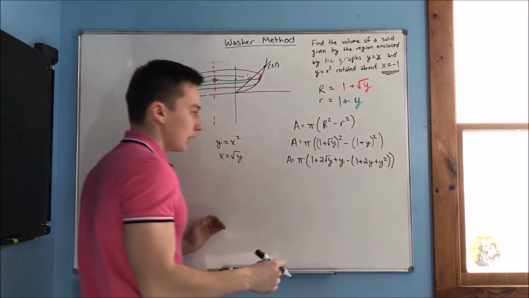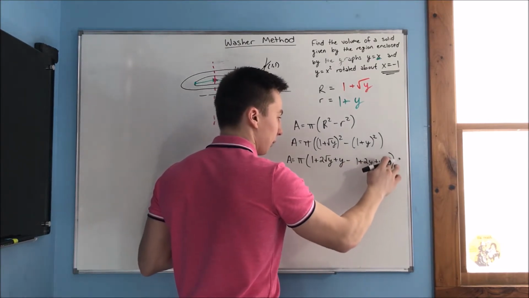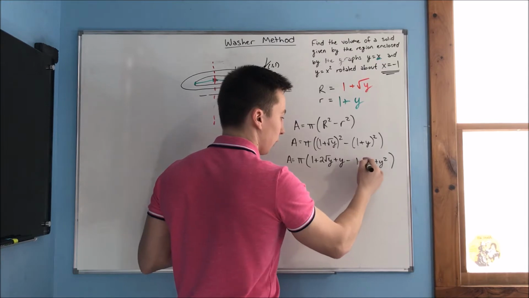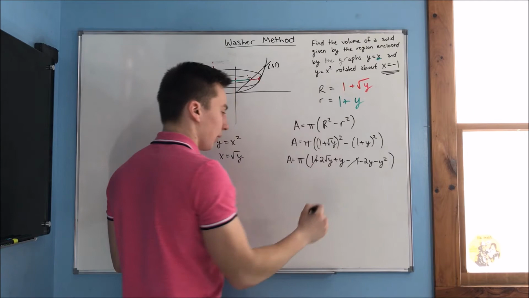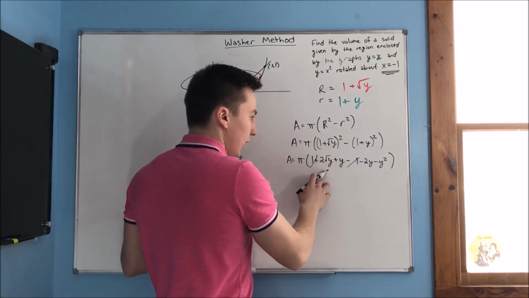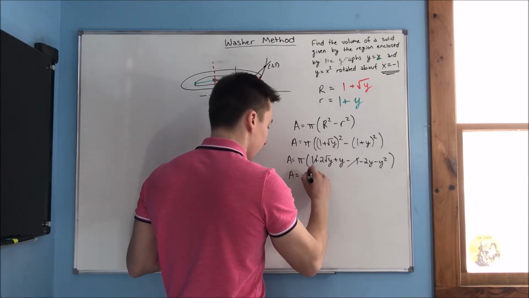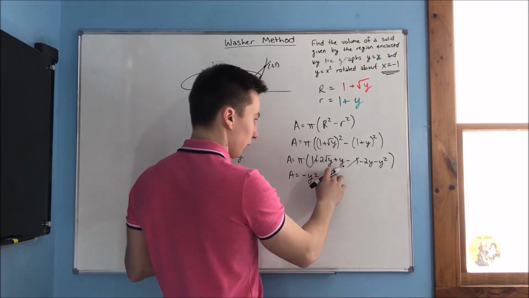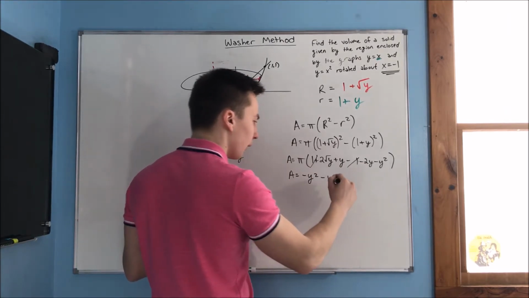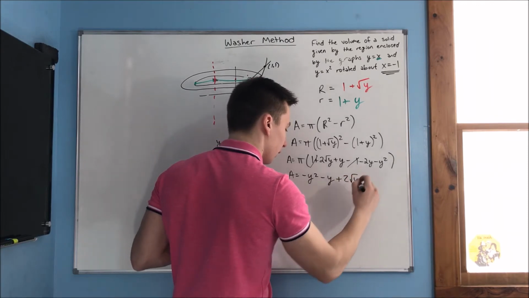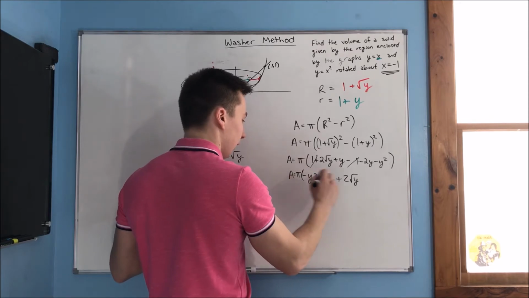Then we are going to combine like terms here. We take away these parentheses, and this becomes a minus 1 minus 2y minus y squared. The minus 1 plus 1 is going to cancel out. We keep the 2 rad y and the y squared, so we get area equals negative y squared, and the plus y minus 2y equals a minus y, and then we have a plus 2 rad y. Oh, and of course, I almost forgot, we have our pi here. So area equals pi times this.